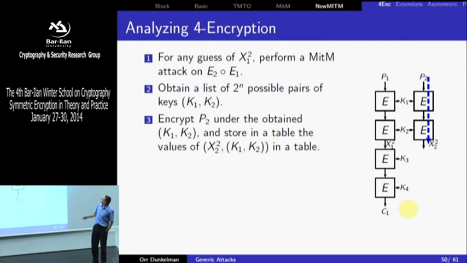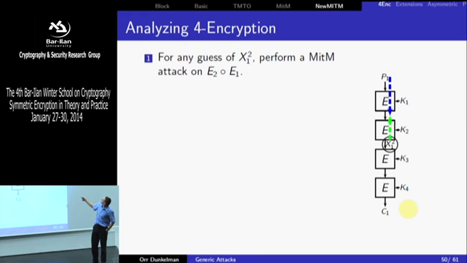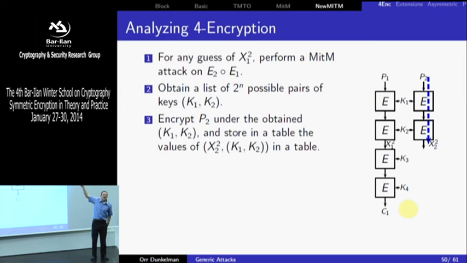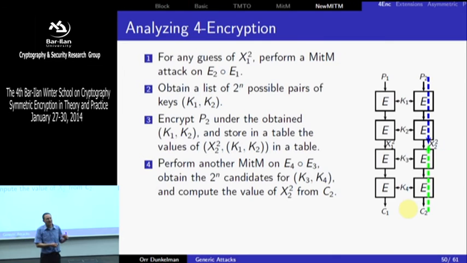Now, I will take the second plaintext, and I will encrypt it under 2 to the n, but go back. You saw the punchline, which is already in the slide. Okay, so now, you take the second plaintext, you encrypt it under 2 to the n values. This takes 2 to the n time. We do the same here. We get 2 to the n candidates for k3 and k4, which allows me to have now 2 to the n candidates here, 2 to the n candidates here. I can just do meet in the middle, and I will find remaining 2 to the n candidates, which I will further check with.